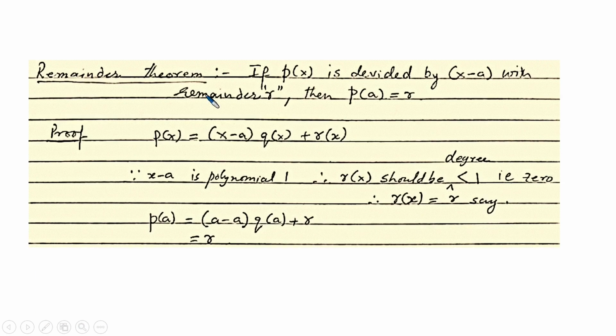Please go through my class 9 lecture where I have explained it slowly and in more detail. So what is the remainder theorem? If P of x is divided by x minus a with remainder r, then P of a equals r, as I explained earlier. So let us prove it. We had earlier proved it for a particular case. Now let us prove it for a general case.